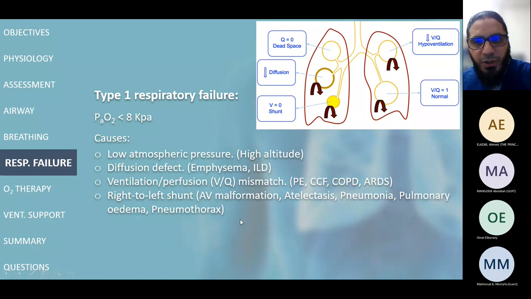Right to left shunt is when deoxygenated blood bypasses the lung and doesn't come into contact with the alveoli. For example, if there is a heart malformation, if the alveoli are collapsed and atelectatic or filled with pus like in pneumonia or fluid like in pulmonary edema, or if the whole lung is compressed by air from outside and totally collapsed and not ventilated at all. All these causes can lead to type 1 respiratory failure.